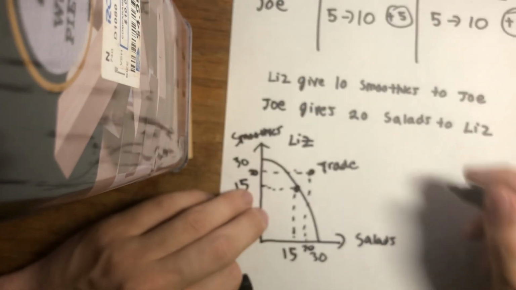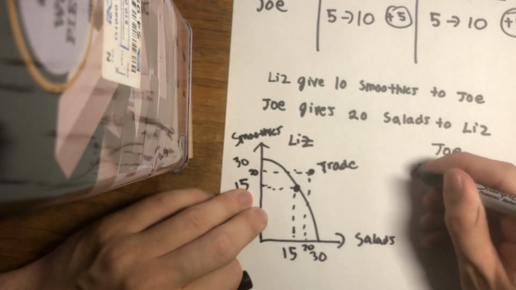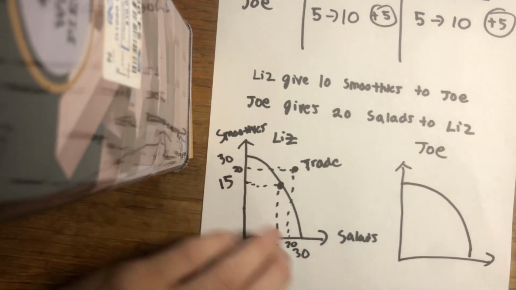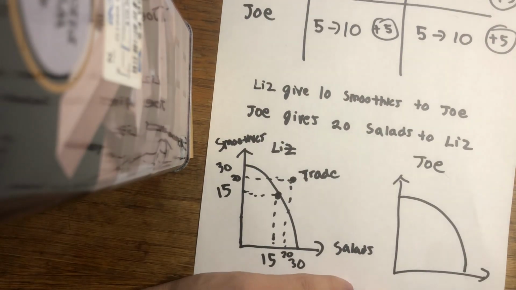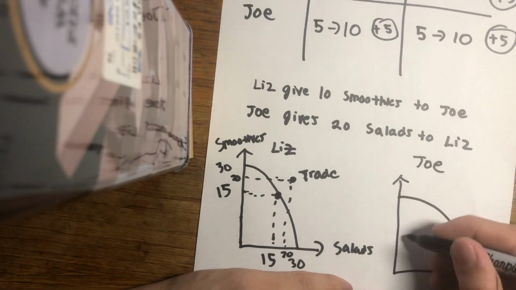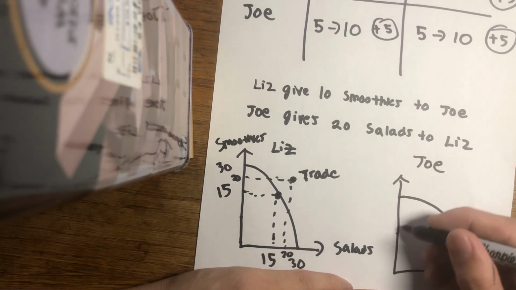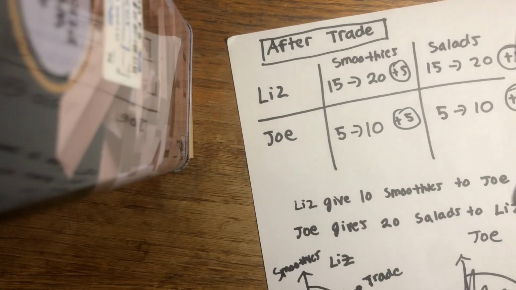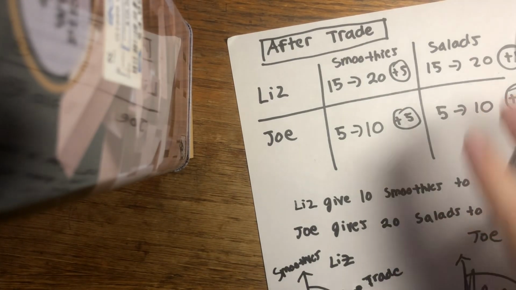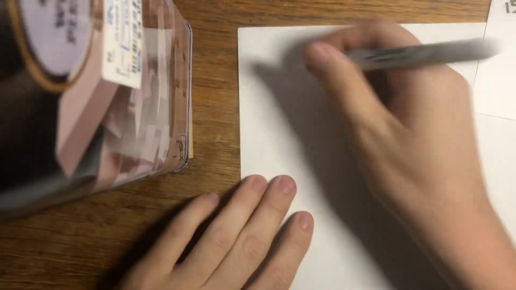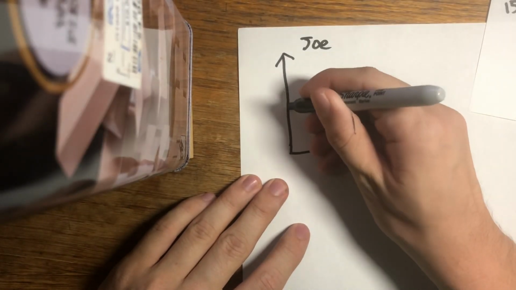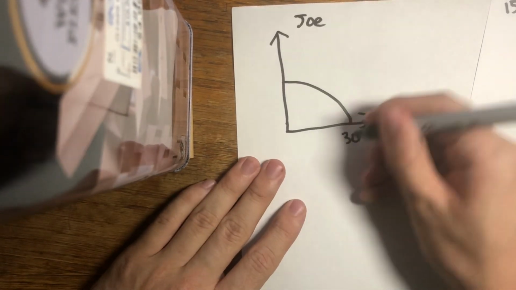And then over here you have Joe, who originally had a production possibility frontier. Sorry, hold on, let me rephrase that. That was my mistake. Sorry, my cat's here again. Excuse me, Tracy. Here is the production possibility frontier for Joe. There you go. It was 30 and 30.